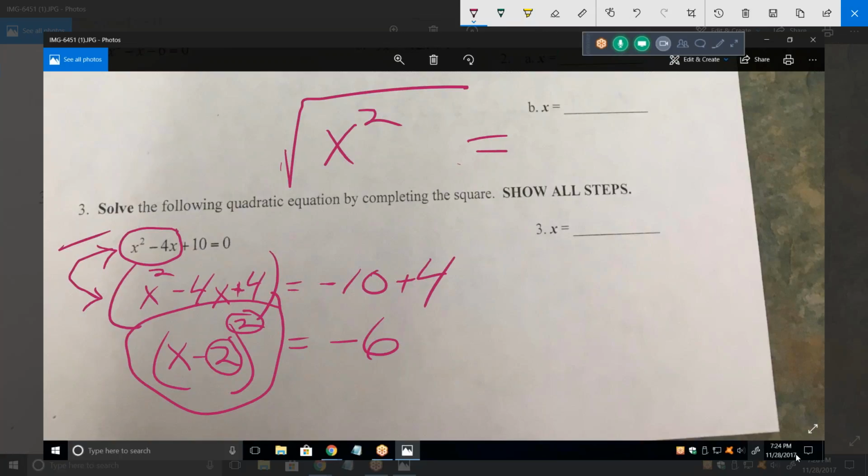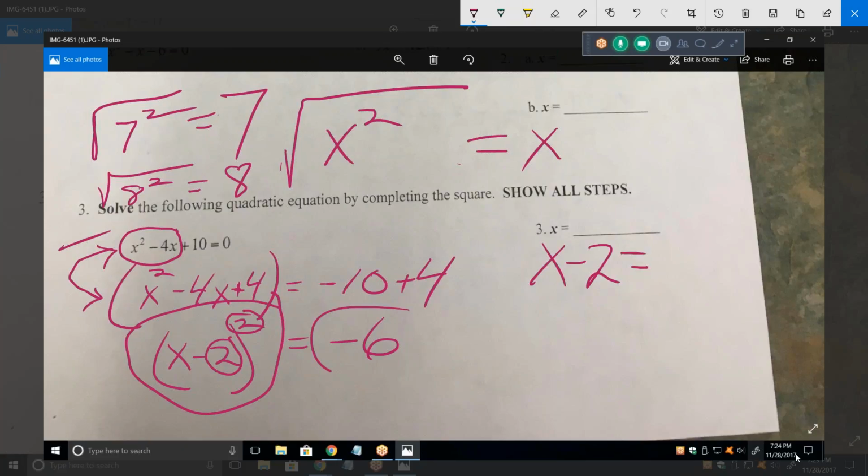It keeps saying 10. It's not a number. It's x. Right? The square root of any number squared is that number. If I said, what's the square root of 7 squared? It's 7. If I say, what's the square root of 8 squared? It's 8. So when you have x squared, the square root is x. So what's the square root of x minus 2 squared? It's x minus 2.